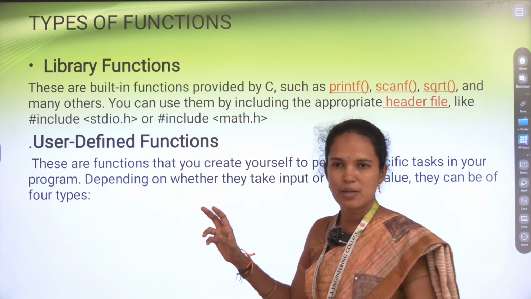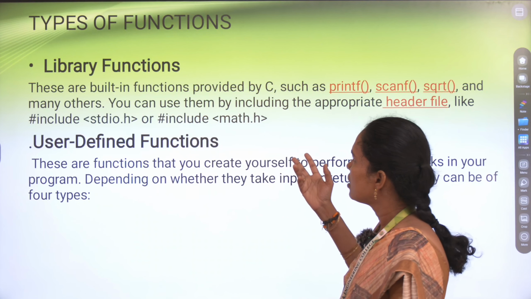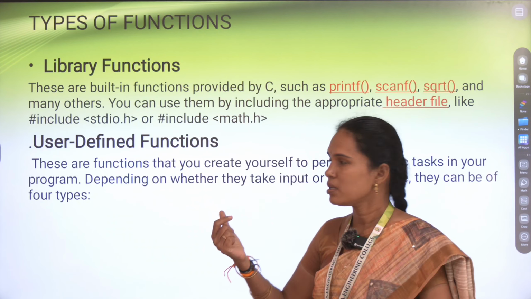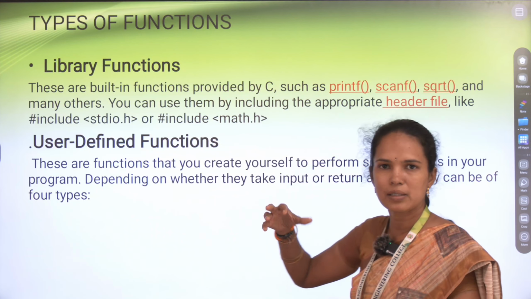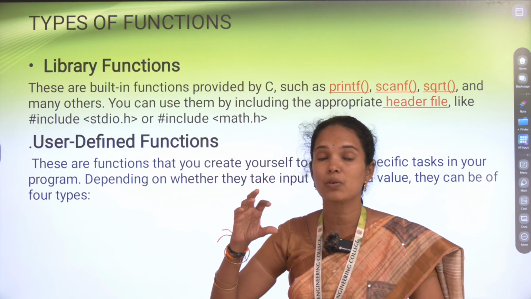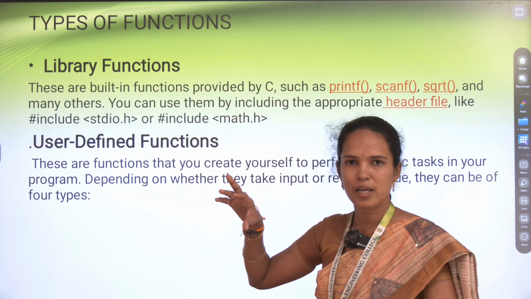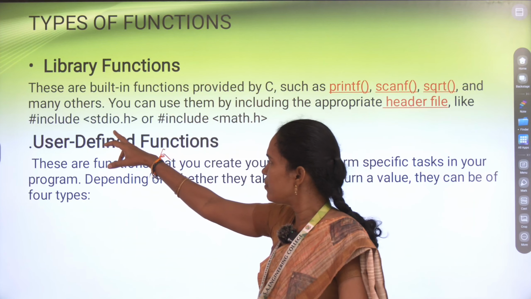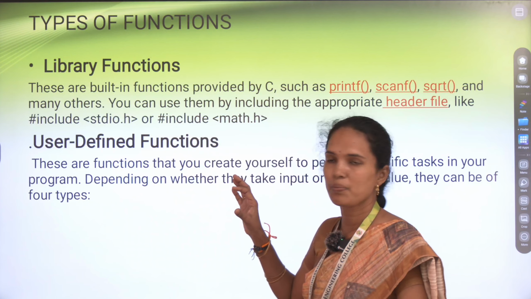So these are the types of function. One is library function and the other is user defined function. Library functions are predefined functions. As you know, printf, scanf, square root all come under predefined functions. They will be included through the header file of the program, like hash include stdio.h. So why are we using stdio.h in your C program? Standard input output dot header.